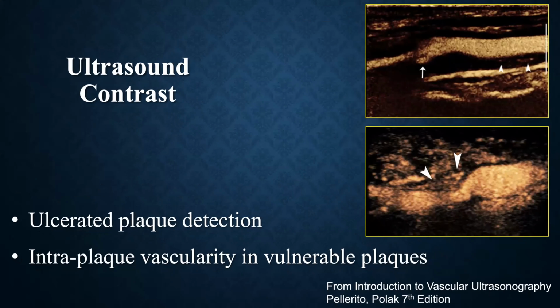We've also seen studies that have shown the use of ultrasound contrast in plaque detection. And you can see here two examples of studies of the carotid artery following the administration of ultrasound contrast. And the arrows point to these areas of neovascularization in the plaque. And the more intraplaque vascularity we see, the more we are concerned that these are vulnerable plaques, prone to ulceration, prone to embolization. And again, these studies may be very helpful in determining how to treat these patients.